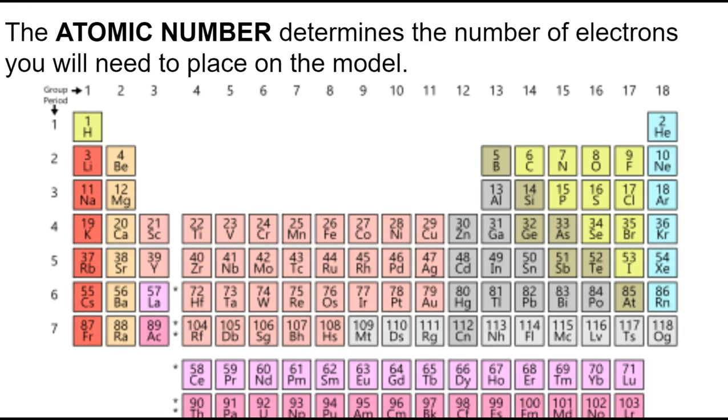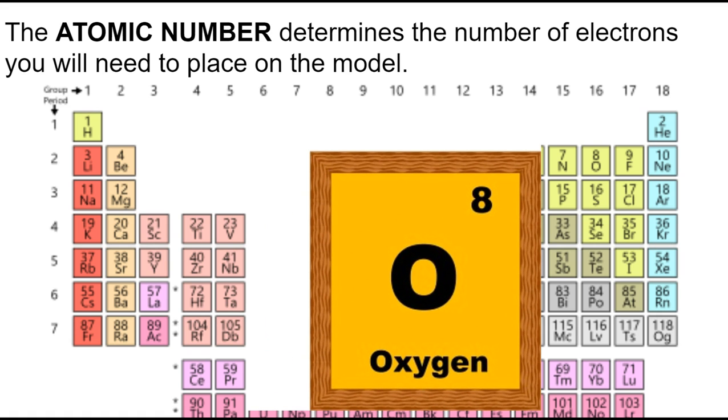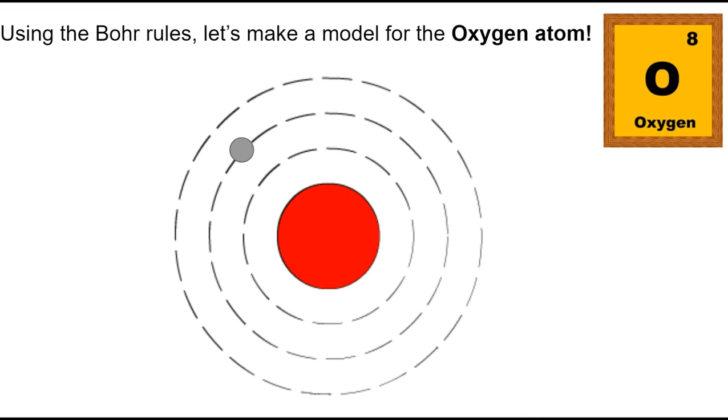As we're going to learn and study, the atomic number of that atom determines the number of electrons that you have to place on the Bohr model. For example, oxygen. If we looked at oxygen on the periodic table, we would see that it has the number 8 up in the upper right-hand corner. That number, its atomic number, tells us how many electrons there are around oxygen.